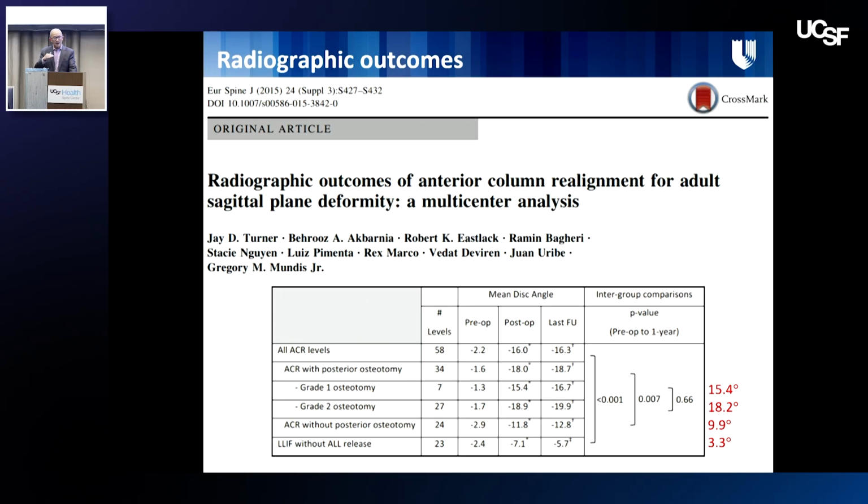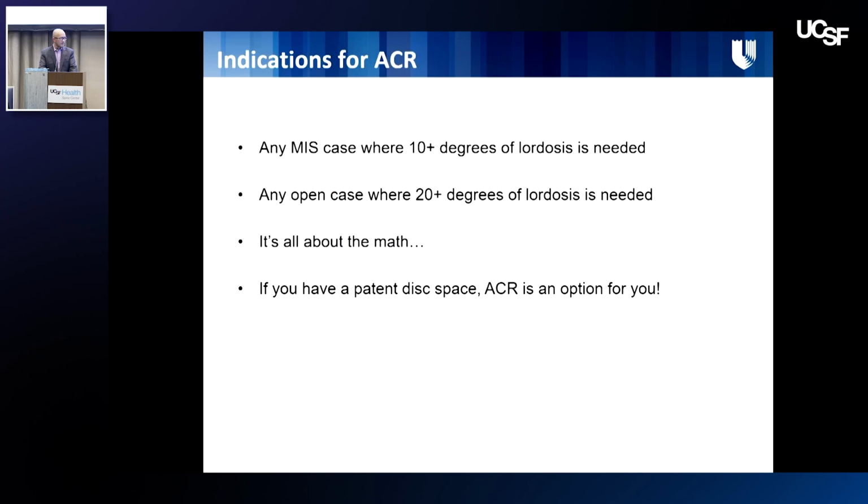For an ACR without osteotomy, you're generally getting about half the correction of the cage. So if it's a 20-degree implant, maybe 10 degrees of lordosis, 30-degree implant, 15 degrees. And then once you add the osteotomy, you're getting the full correction of the cage, whether that's 20, 25, 30 degrees, whatever you're putting in.